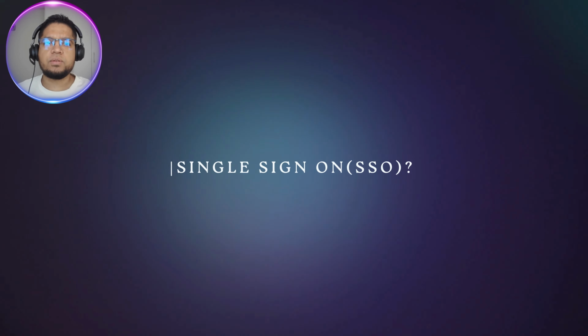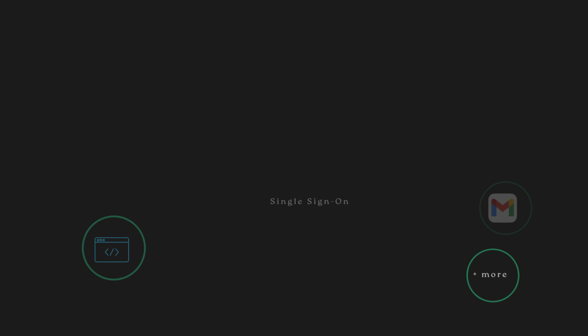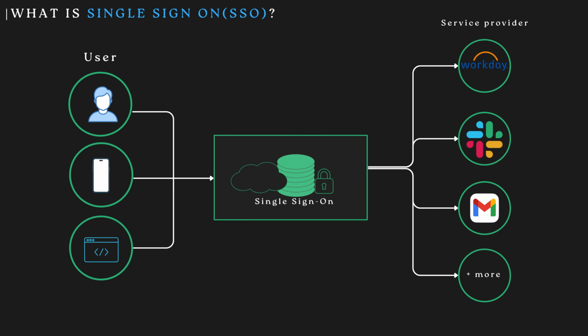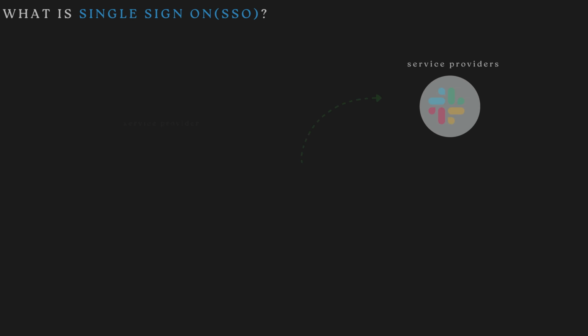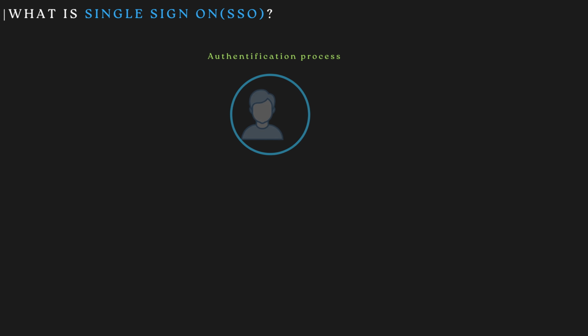What is SSO, or single sign-on? Let's take a closer look. SSO is an authentication scheme that lets users securely access multiple apps and services with just one set of login credentials. Apps like Gmail, Workday, or Slack often include SSO logins. You can sign in once and get access to everything you need. Behind it is a powerful concept called federated identity, which allows trusted systems to share your identity securely.